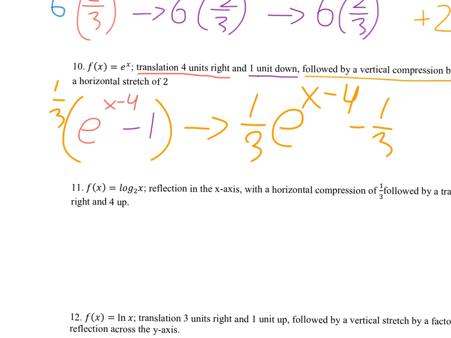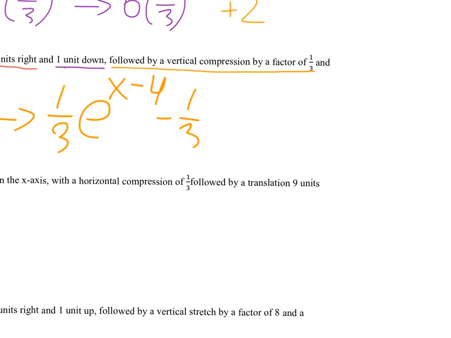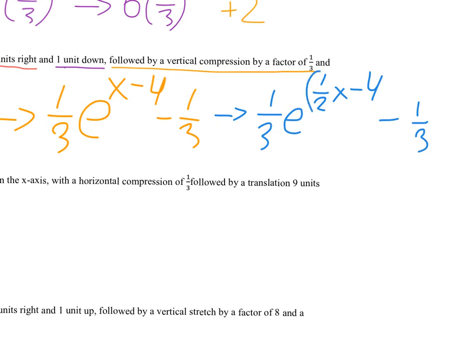And finally, a horizontal stretch of 2. Horizontal stretch of 2 means that we're going to replace our x value with 1/2 x, because our x's are going to lie to us. So we have, as our final answer, 1/3 e to the 1/2 x minus 4 minus 1/3. And again, if you want to keep them separate, the exponents, you can put some parentheses on that.